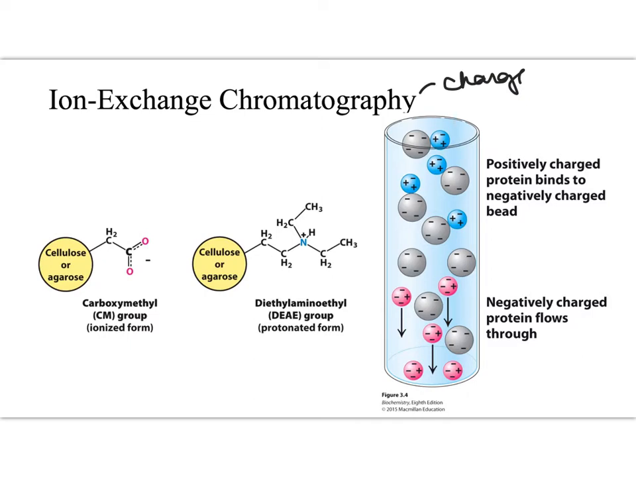Now there are different types of ion exchange columns that we have, and the type of ion exchange column will be determined by the type of protein that we're looking at. So we have cation exchange, and we have anion exchange columns.